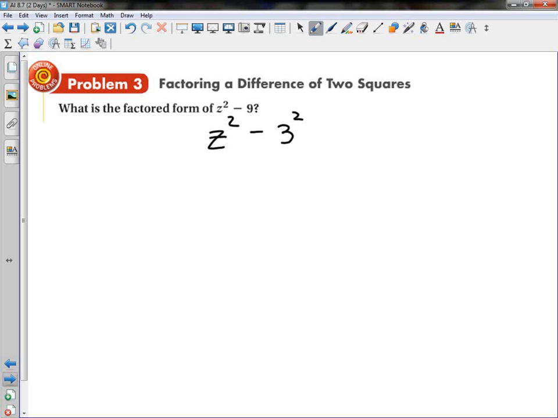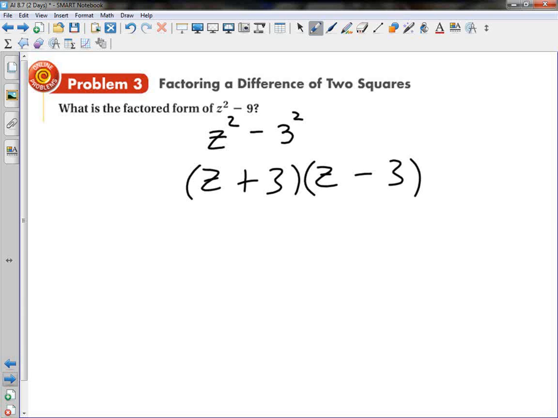So since I have two squares, I can rewrite them. First term goes in the first of each one, second term in the second, and then we have a plus and a minus. So that's the difference of two squares.